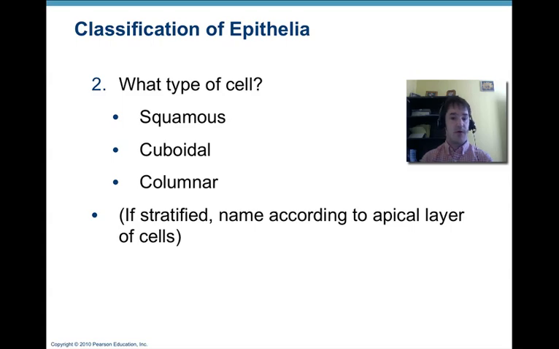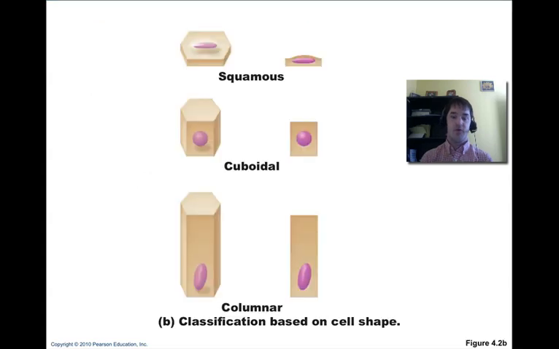So what do those apical layer of cells look like? So squamous are usually flat. Cuboidal are somewhat square shaped, although they can be a lot of the times rounded on the edge. They can be wider than they are tall. Columnar, they're much taller than they are wide, so they look like long columns.